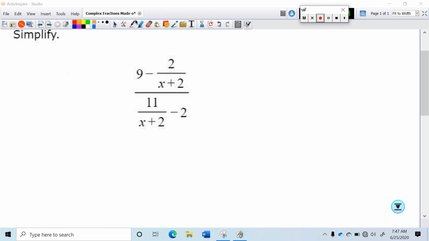Okay, for the next one, I'm going to do the numerator first. So 9 over 1 minus 2 over x plus 2, putting that in family in the parentheses. Okay.